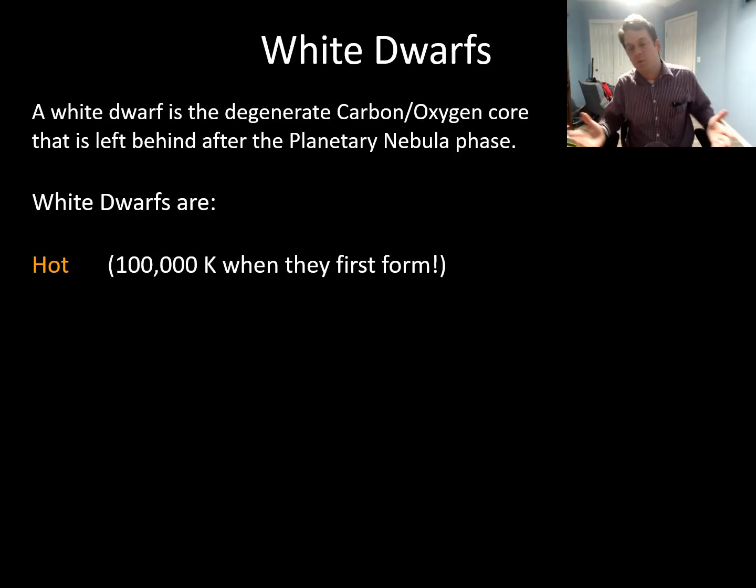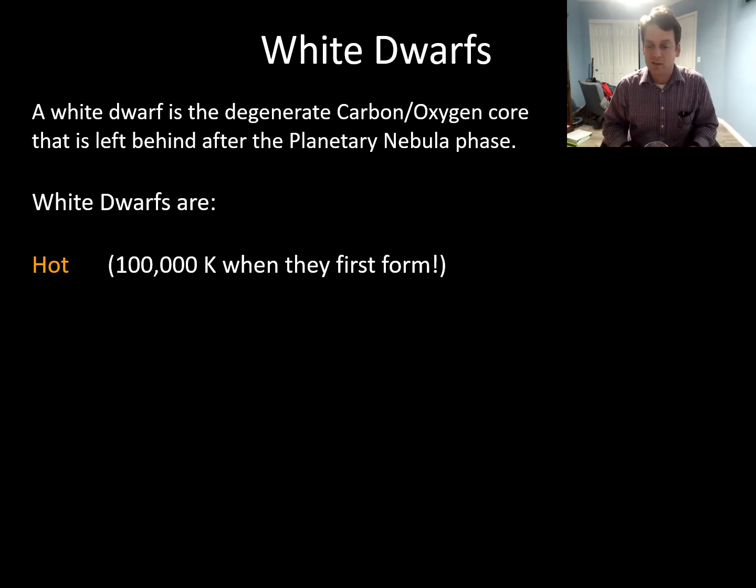Okay, so what can I tell you about these white dwarfs? A white dwarf is what's left behind when a low mass star reaches the end of its life. It's a degenerate carbon and oxygen core. We've talked a lot about the carbon specifically, which is formed through the triple alpha process. The oxygen is produced by other nuclear reactions that we have not focused on.